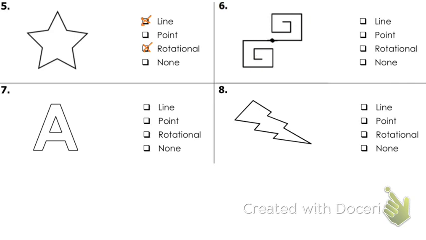Does it have point symmetry? Yes. Right, exactly. Turn it upside down. So which means it has rotational symmetry. Good job, Max. So if it has point symmetry, then it always has rotational symmetry. But if it has rotational symmetry, it doesn't mean that it has point symmetry. Exactly. So always look for point.